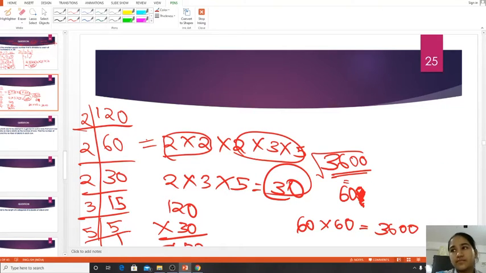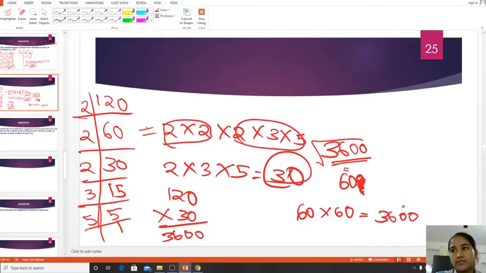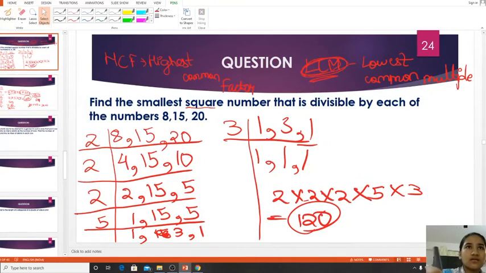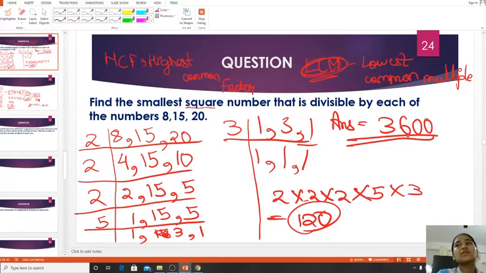Okay, so this is fine, right? Did you understand this sum? The smallest answer is equal to 3600. This is the smallest square number that is divisible by 8, 15 and 20. If you want to check, you can also check it.